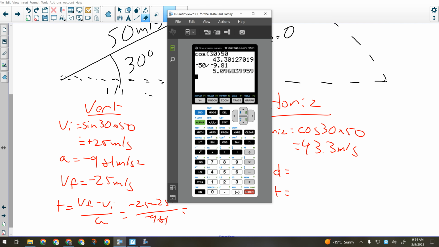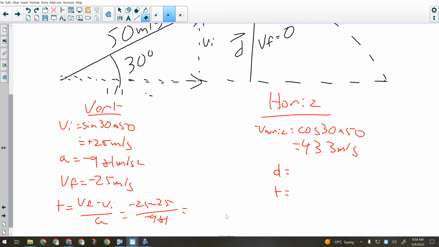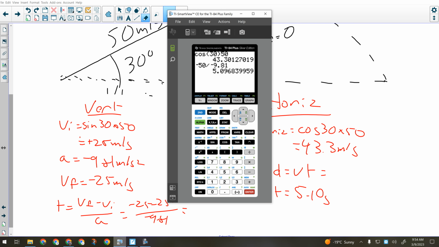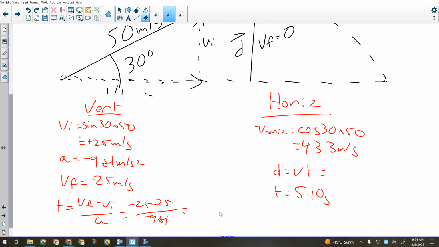Okay, so 5.10 seconds. Okay, so now we can go v times t, and we'll get our horizontal distance. All right, so it's going to travel 2.2 times 10 to the 2 meters horizontally.